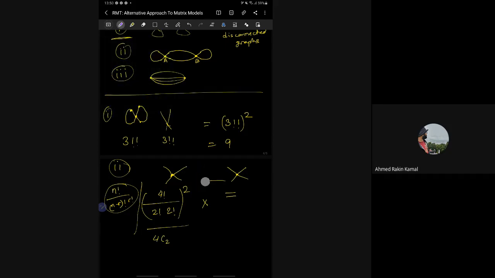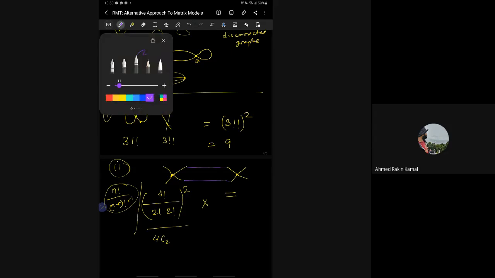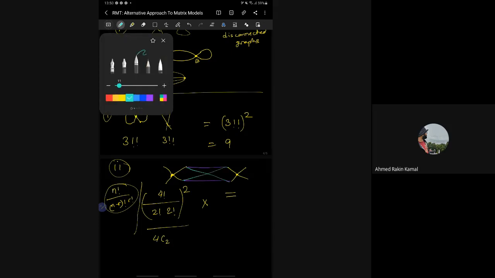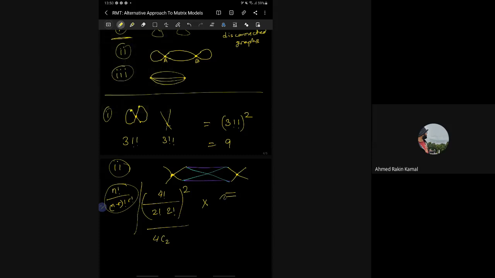One of them is this. The other one is, let's pick a different color, is this, right? 2 ways. So if you calculate this number, it's 72.